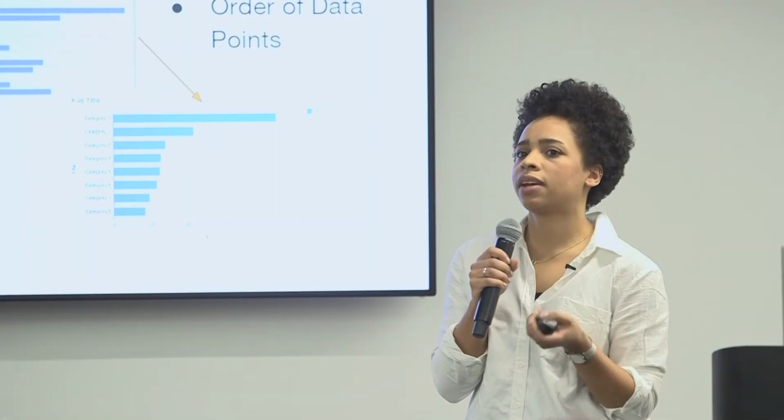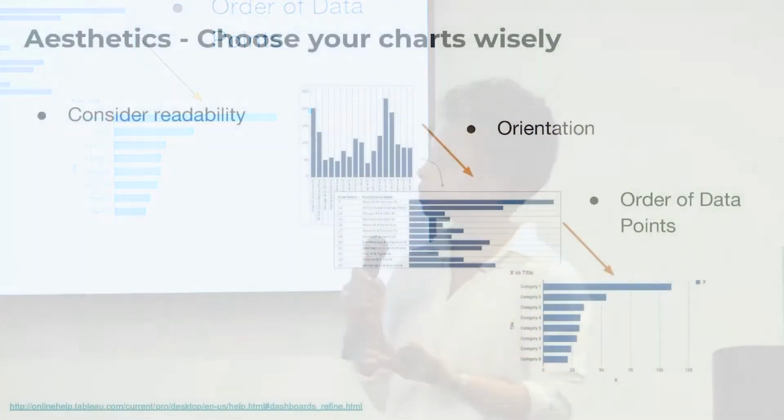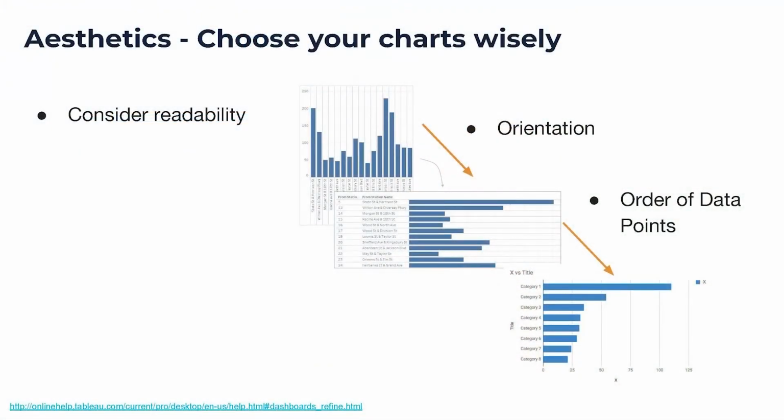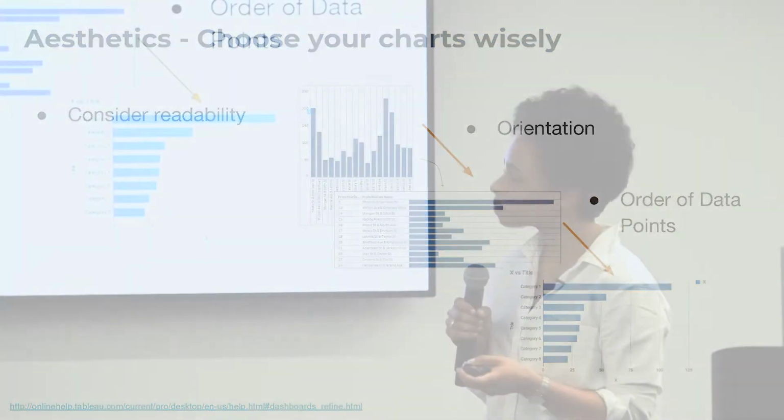And also considering readability. So again, really simple things, but orientation, spacing, ordering of data points. So making it as easy as possible for people to get what they need, so they don't have to turn their head 90 degrees to figure out what they're looking at.